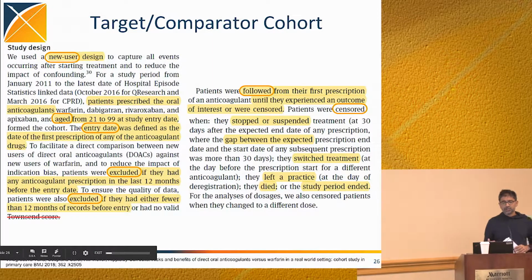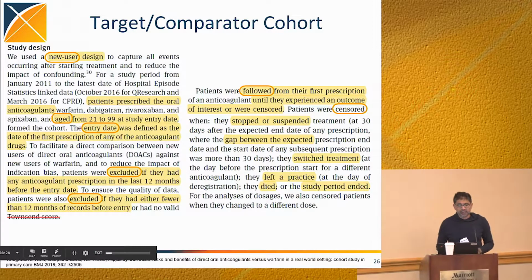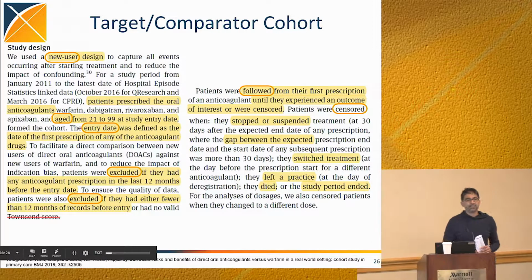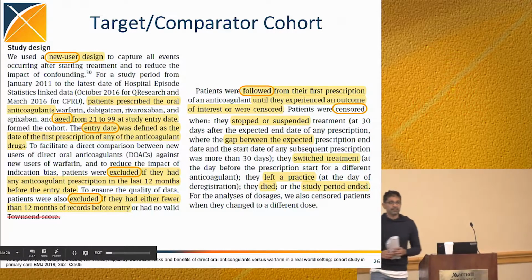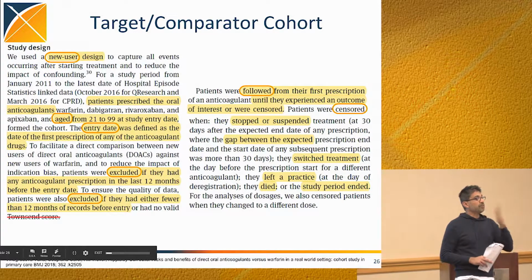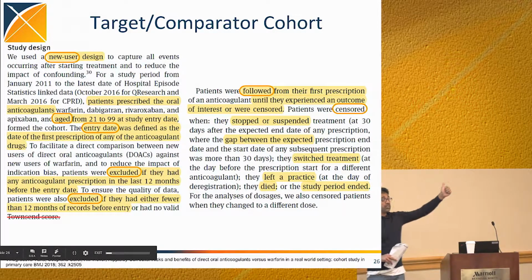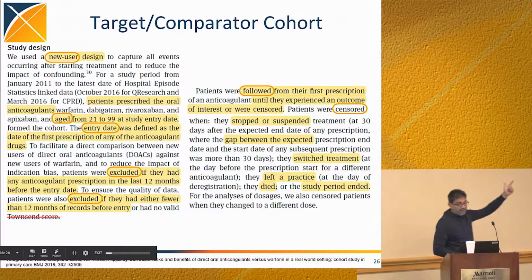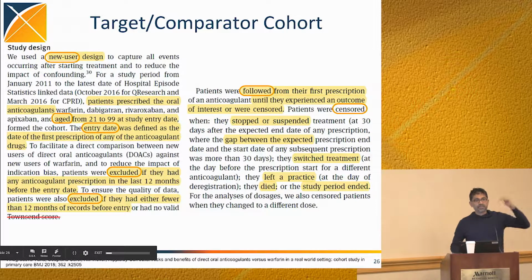They've also done other exclusions. They said they would exclude if they had fewer than 12 months of records before entry. What does that mean? Observation periods before what? Before the entry date. So they should have at least 12 months of observation before the entry date. They should not have had any other anticoagulants in the past 12 months before the first prescription of the anticoagulants of interest. They should belong to a certain age range, and this has to be in a certain calendar period too. They said for the study period of January 2011 onwards, and so on and so forth. So they specified some criteria.